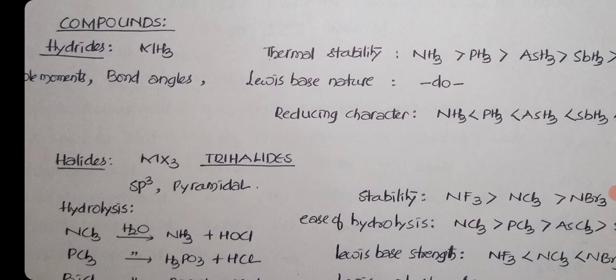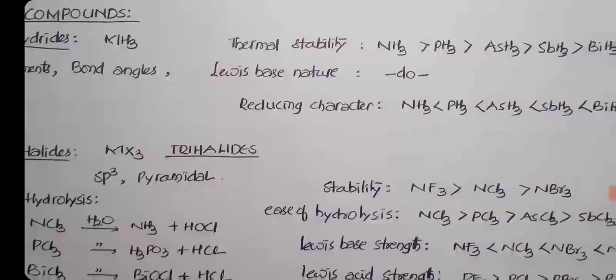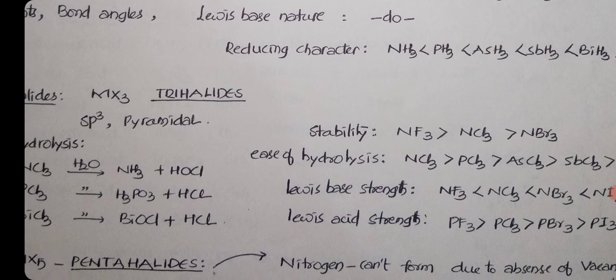Ammonia bond angle is 107 degrees. Phosphine, arsine, stibine, bismuthine all will be around 90 degrees due to the participation of pure p orbitals. In ammonia, sp3 hybridization is there. In the remaining, there is no hybridization concept. Reducing character down the group increases. The reason for this is the stability decreases, the bond energy decreases, the bond length increases. So reducing character down the group increases.